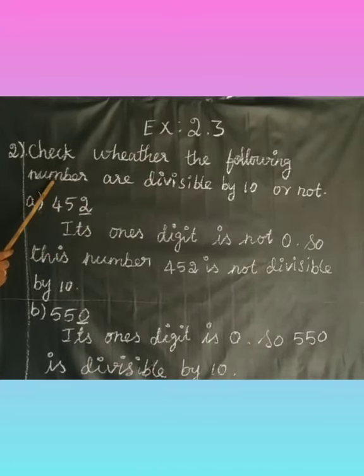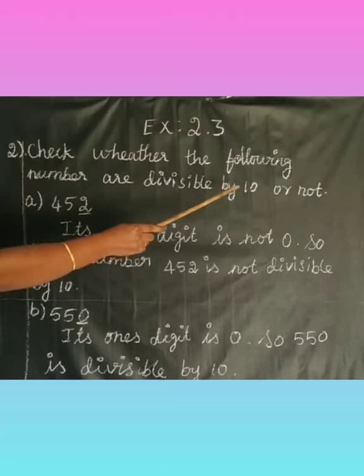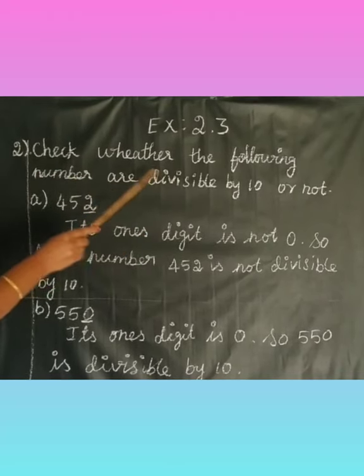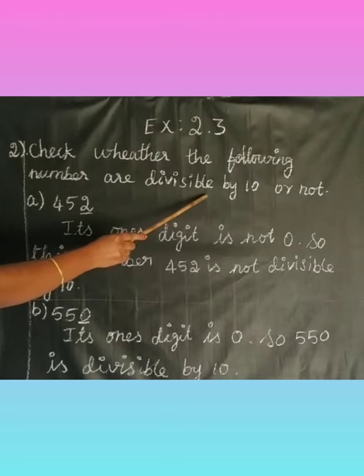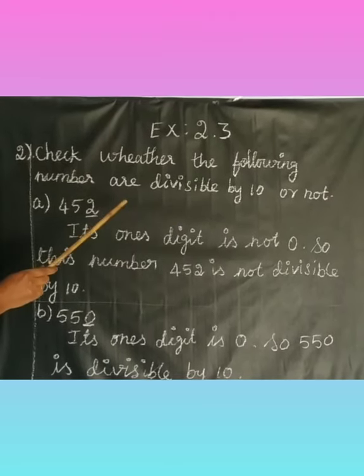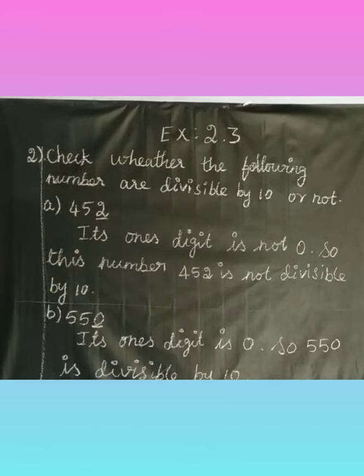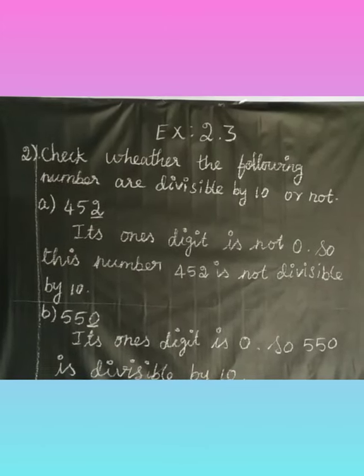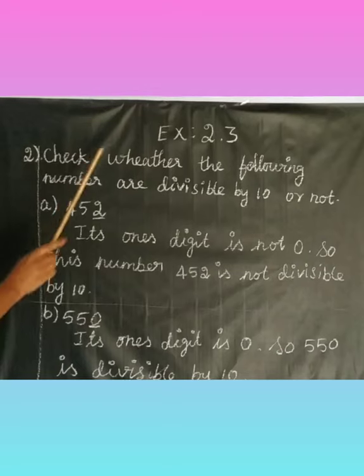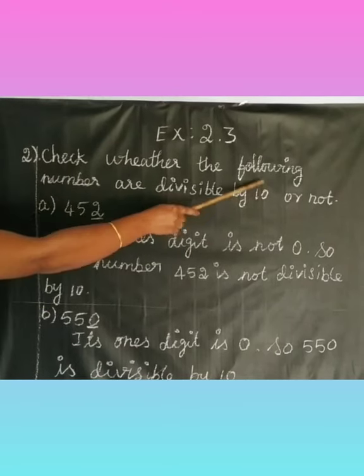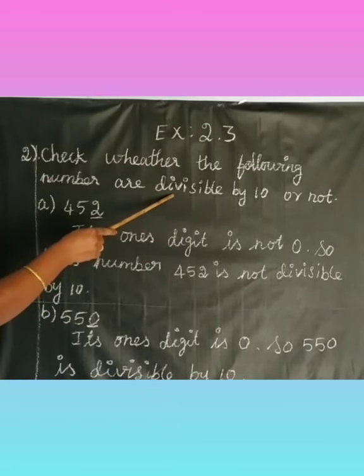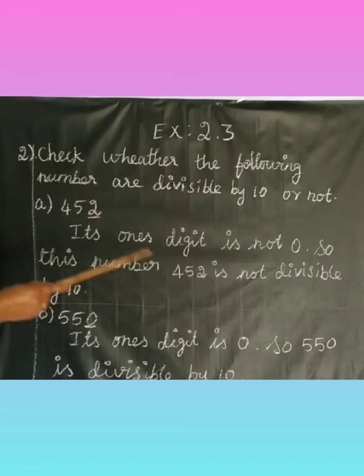Next, the 10th table. If the last digit is 0, then that number will be divisible by 10. You want to check and tell whether it is divisible by 10 or not. Okay, so what is the divisibility rule for 10? If a number is divisible by 10, its ones digit will be 0. If the ones digit is 0, then that number will be divisible by 10. That is the rule. Okay, let's go for the sums.